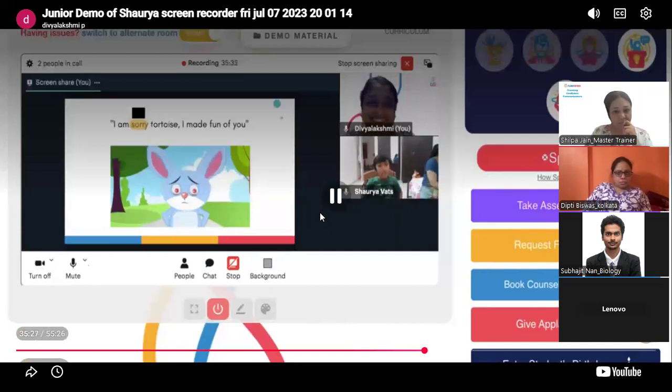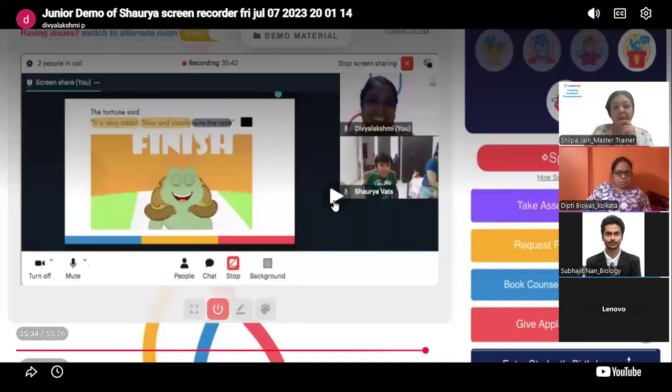I am sorry, tortoise, I made fun of you. The tortoise said, "Watch this particular slide very carefully. Three different color shades are here. One, the black, that means the normal tone. "It's okay, rabbit," in the lighter shade, so low pitch. "Slow and steady wins the race," in the darker shade, so high pitch.